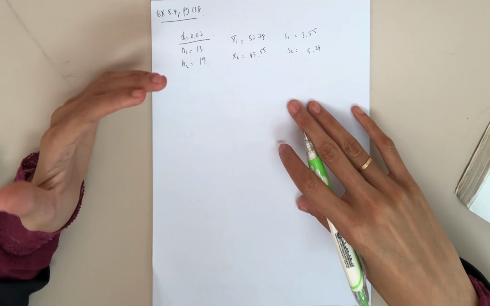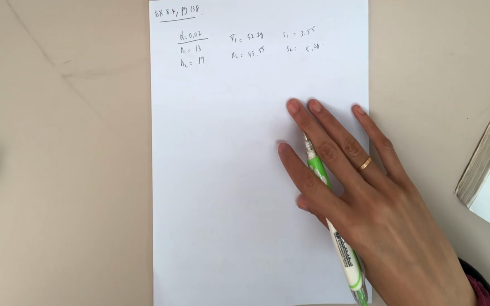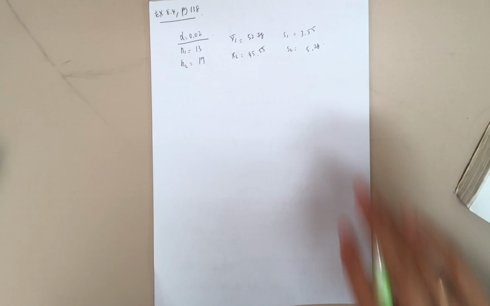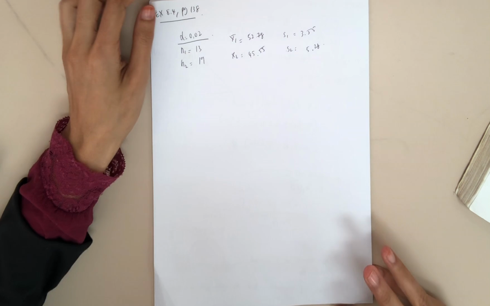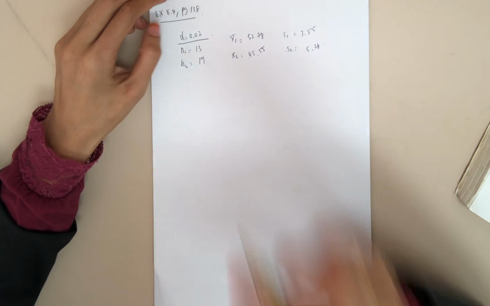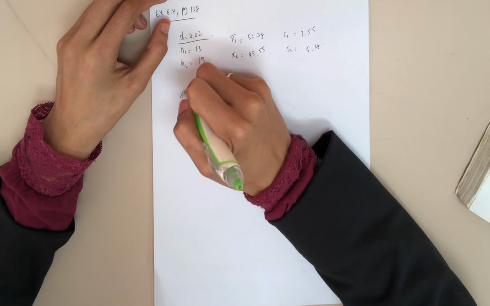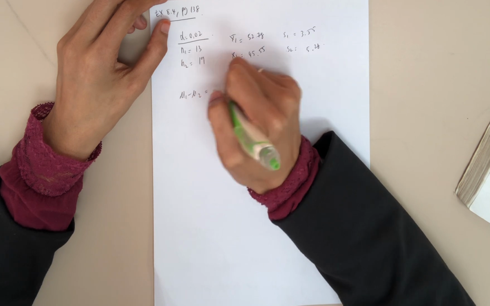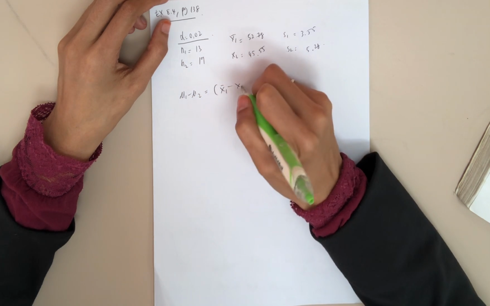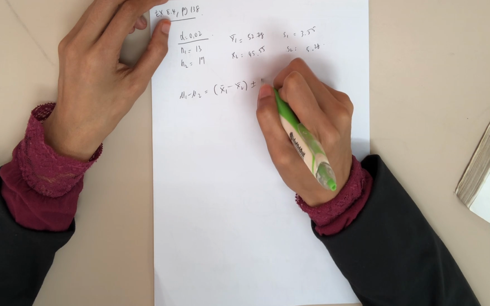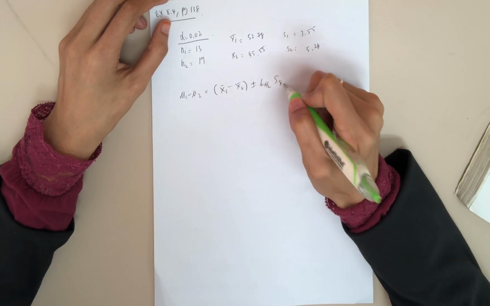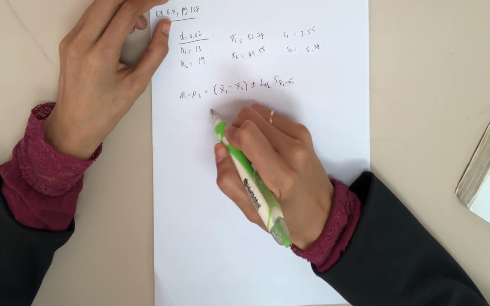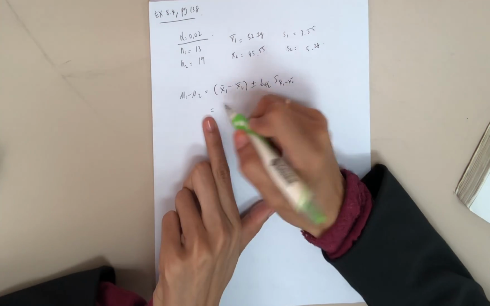So class, this is the case where unequal is already mentioned in the question. So mu1 minus mu2 equals x1 bar minus x2 bar, plus minus, okay, we are still using t alpha over 2 because this is small sample size, and then the standard error. Okay class, so we fill up this one first.